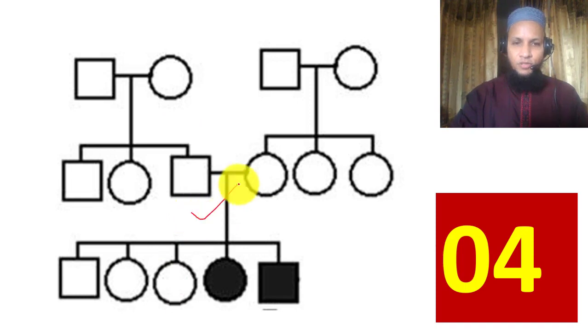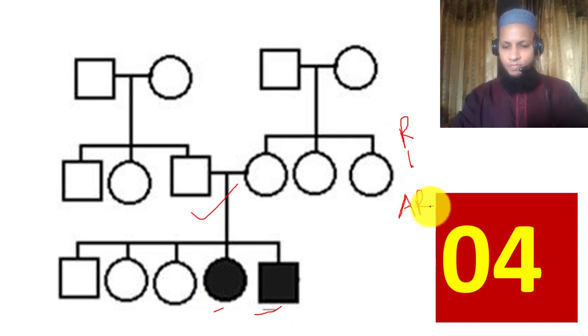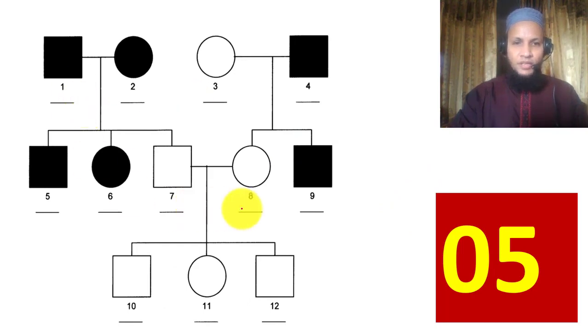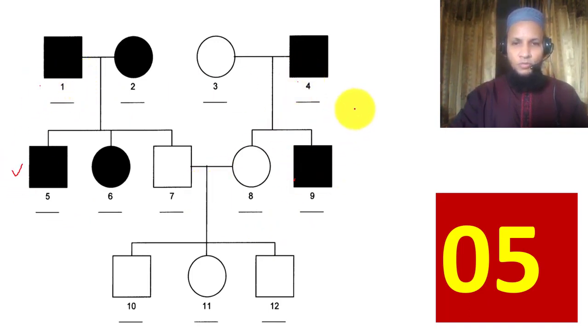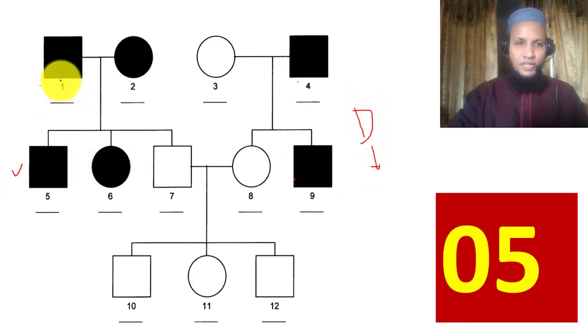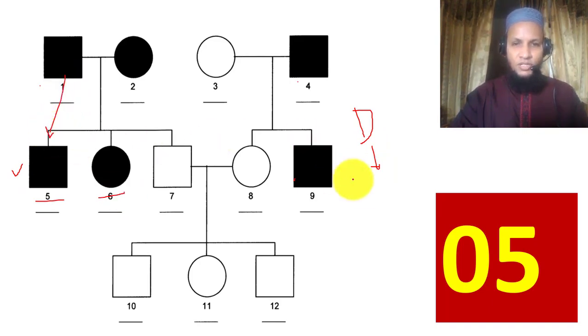Here we will see also skipping of generation. So this is recessive, but here both males and females are affected. So this is likely autosomal recessive. Here we can see all affected persons have affected parents. This person has an affected parent. There is no skipping of generation. This is dominant. And as male and female both are affected and there is male to male transmission, it is autosomal dominant.